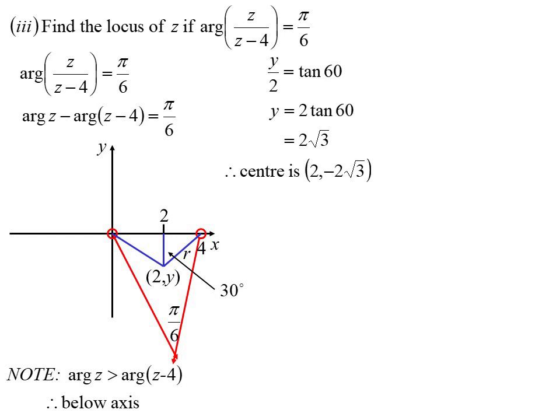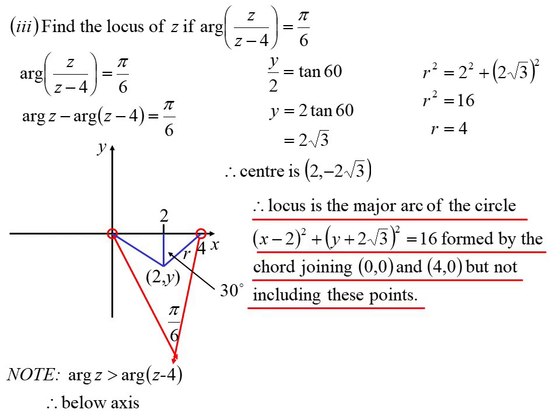So I have the centre of this circle. Now, for the radius, I can do Pythagoras, and I get that the radius is 4. Let's now describe the locus. The locus is the major arc of the circle, x minus 2 squared plus y plus 2 root 3 squared equals 16, formed by the chord joining 0, 0 and 4, 0, but not including these points.